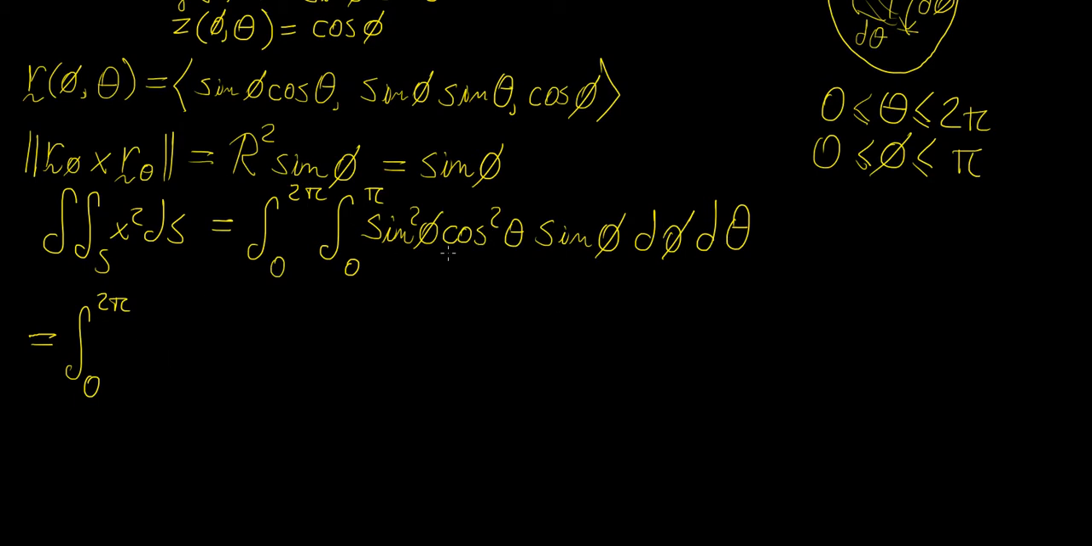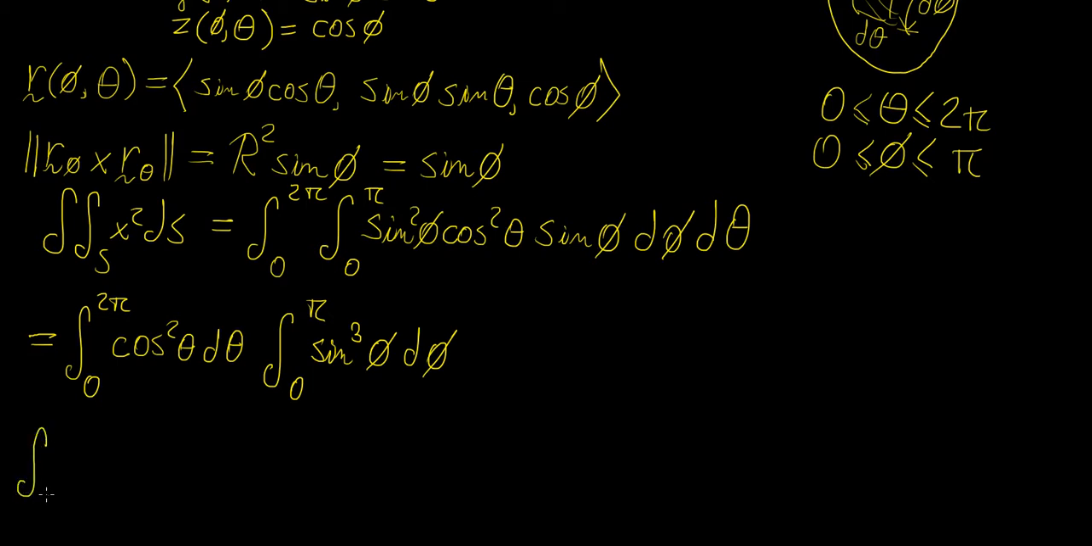So we're going to have this here. Since we have constant limits on both integrals, we can separate this into two integrals. So we're going to have cosine squared theta d theta, times the integral from 0 to pi of sine cubed phi d phi. And the reason we can do this is because we have constant limits on both integrals. So what we can do now is evaluate this integral first, then this one, and then multiply the results together. So let's do just that.